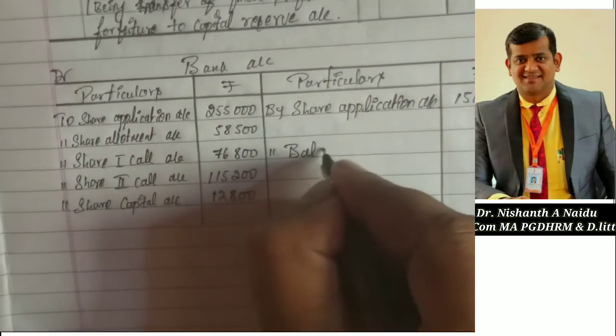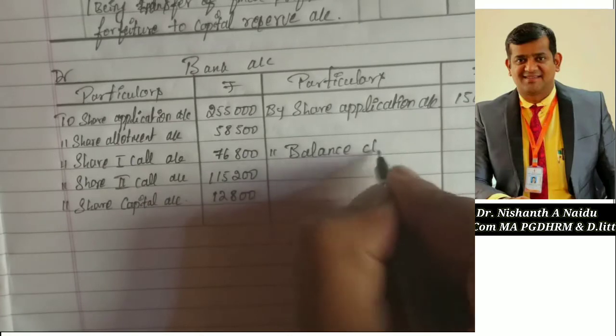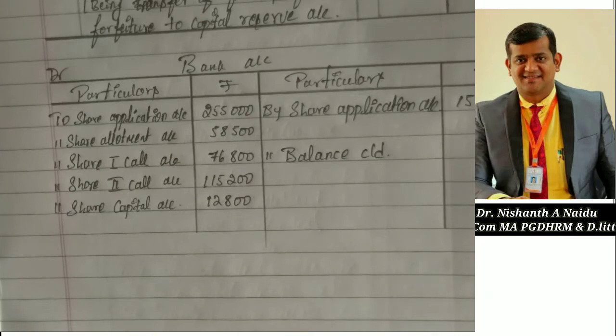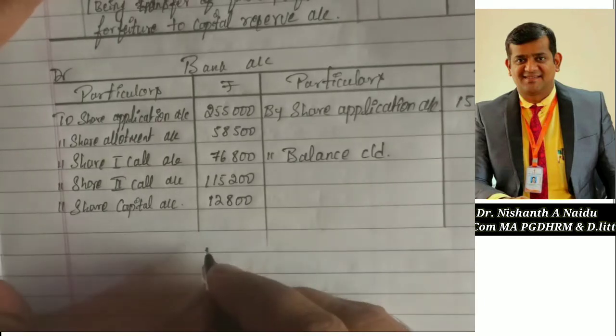So by balance carried down. So first total this, how much you are going to get? 2,55,000 plus 58,500 plus 76,800 plus 1,15,200 plus 12,800. So that comes to 5,18,300.